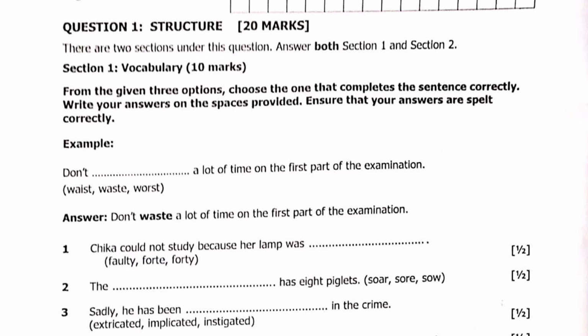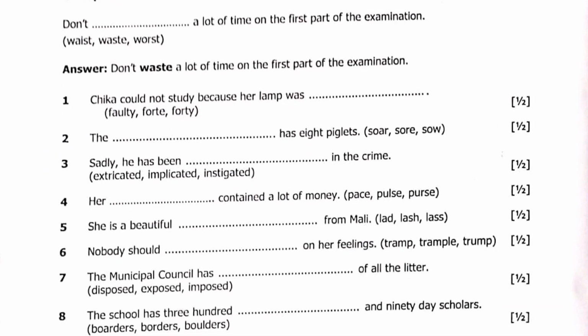Then we have the first question. Each question is just a half mark here. Question 1 is saying Chika could not study because her lamp was dash. Which one is the answer? Her lamp was not working, meaning it had a problem. So the answer is the first one, faulty. All right.